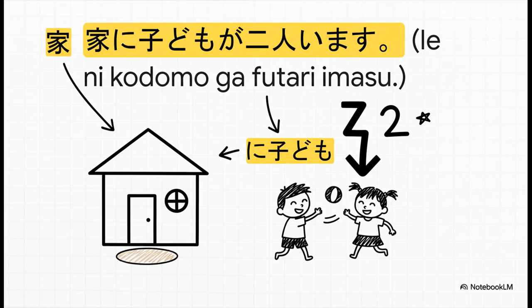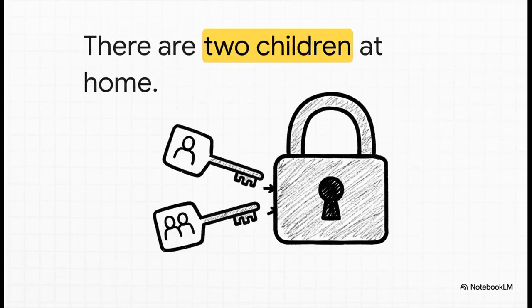And for our last example, let's hit our other special case. 家に子供が2人います. Here, 家 is the home, and 子供 means children, and the number we're counting is 2. So, naturally, we use our other irregular, 2人, futari, and that gives us, there are 2 children at home. Seriously, once you lock in those 2 exceptions, this whole system becomes incredibly easy.